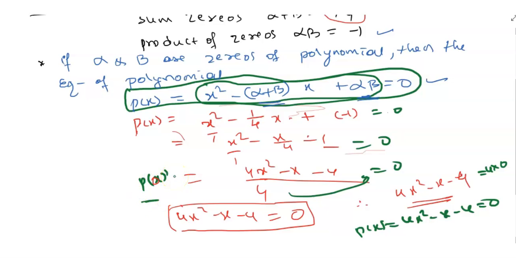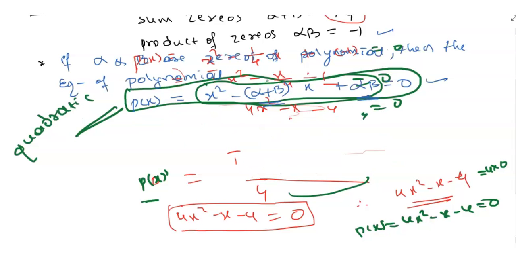I hope you understood. Okay, so let me do this for one more problem. This formula is for a quadratic polynomial only, because 2 zeros are there. If you have 3 zeros, then the formation formula for a cubic polynomial is different. Okay, I hope you understood this.